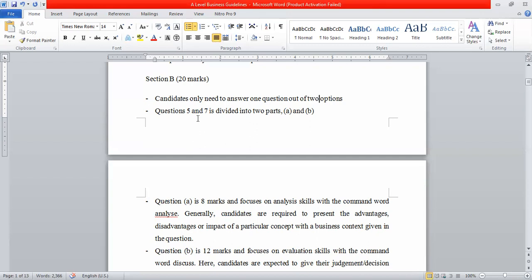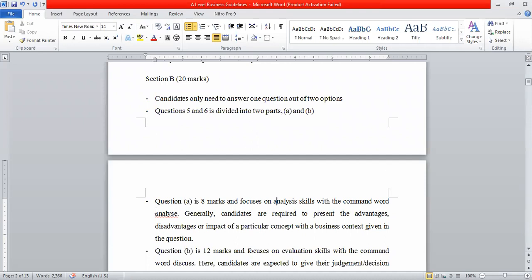We have questions 5 and 6 for now, because there are only 2 options. Usually 5, 6, 7. Now we only have 5 and 6, which are divided into 2 parts, part A and part B. Question A is 8 marks and focuses on analysis skills, which is assessment objective 3, with the command word analyze.